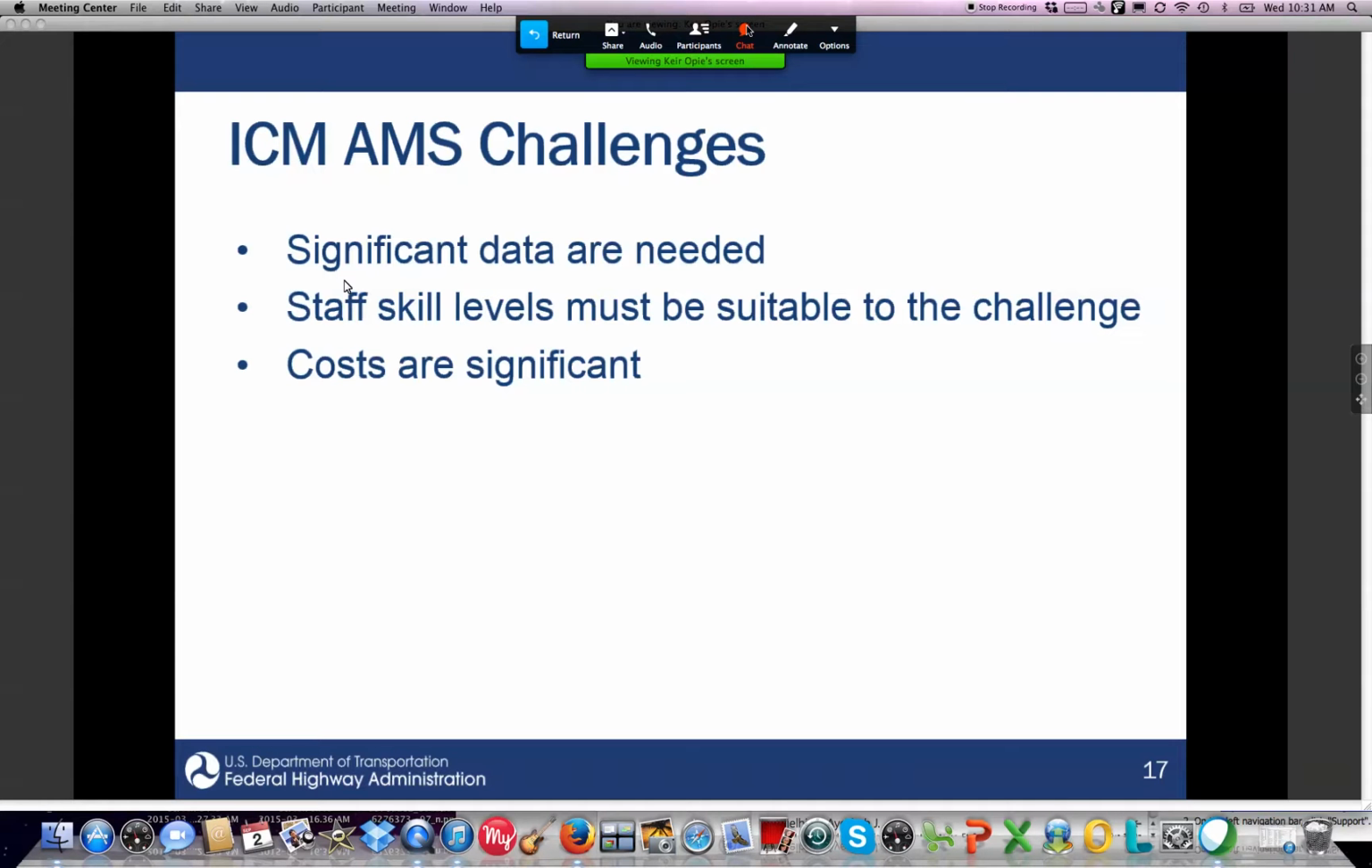Doing AMS for ICM, it is not insignificant. There is significant data that's needed to drive through to this, which we'll cover a little bit more later. It's not easy to do. There's a certain level of staff skills that you need to be able to build these kinds of models and integrate them. And it's not an insignificant cost either. So those are three fairly negative things.